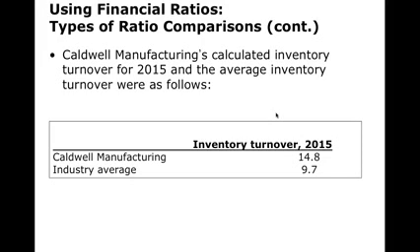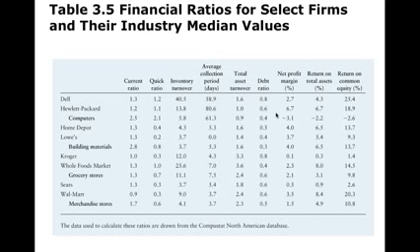So the turnover for 2015 for the company was 14.8, and industry was 9.7. So what does that mean? It means that this manufacturing company turns their inventory more aggressively than the industry, and that's good, because higher inventory turns are better. It means you're more efficient with your inventory.